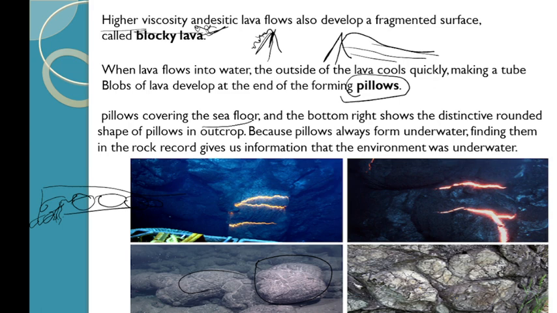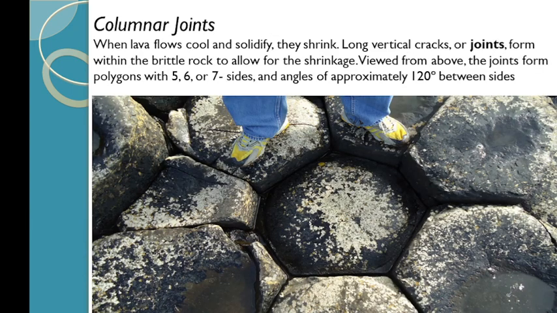Which area? Pillow covering a sea floor structure, bottom right, the distinct rounded shape of a pillow outcrop. These are outcrops from underwater; finding this rock indicates the formation environment was underwater. So pillow lava is underwater, formed on the sea floor.